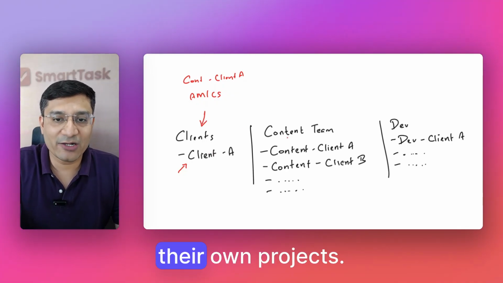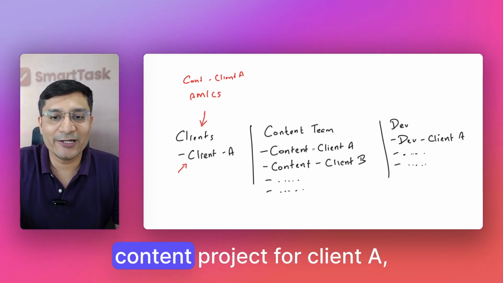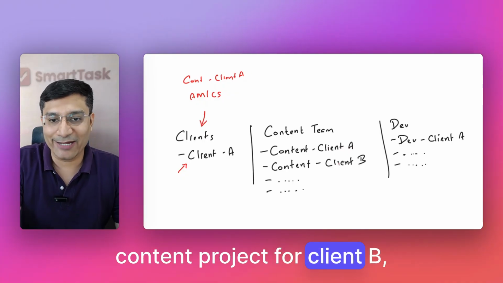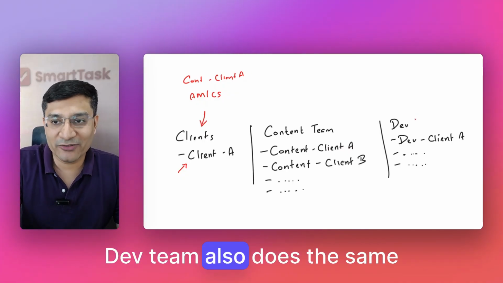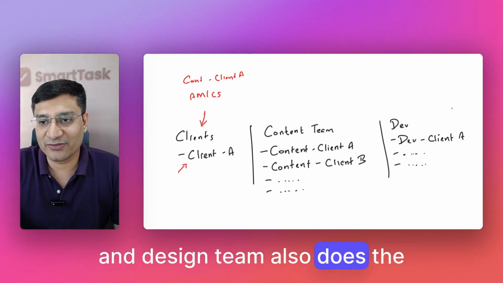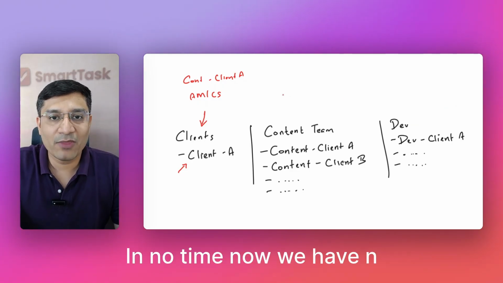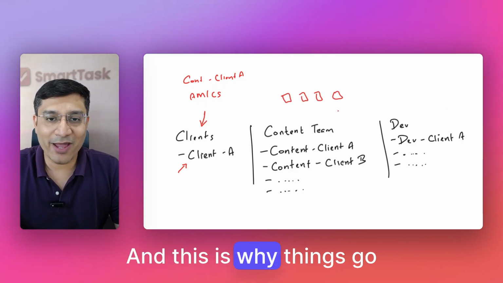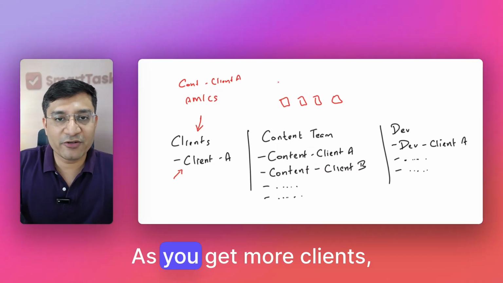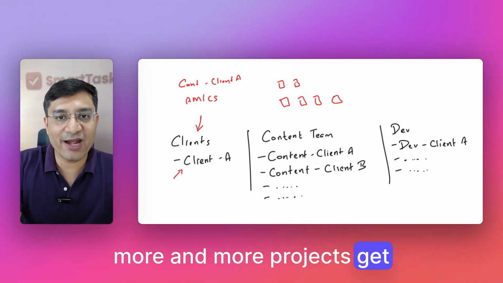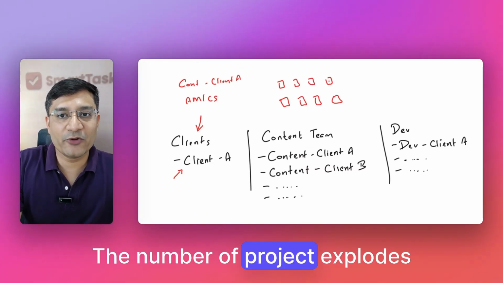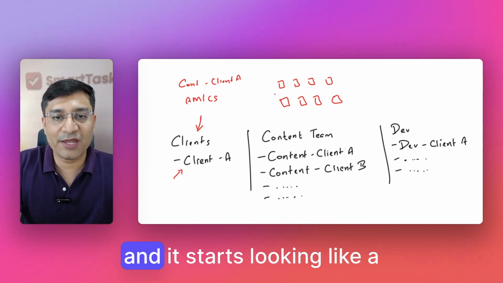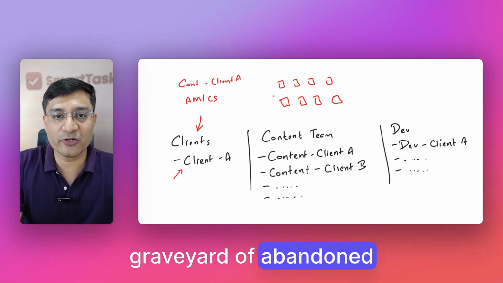Content team also creates their own projects, content project for client A, content project for client B, and so forth. Dev team also does the same, and design team also does the same. In no time, now we have n number of projects for the same client. And this is why things go south. As you get more clients, more and more projects get added. The number of projects explodes, and it starts looking like a graveyard of abandoned projects.